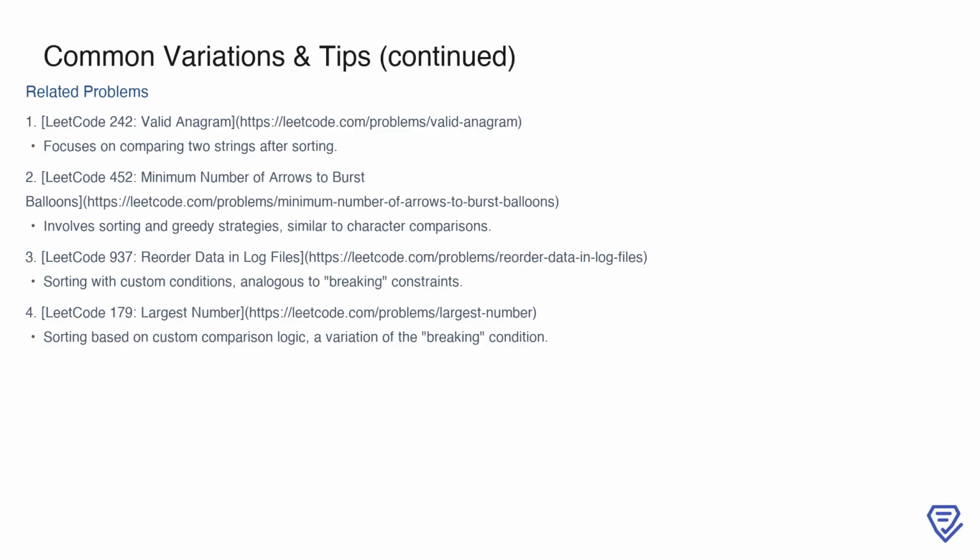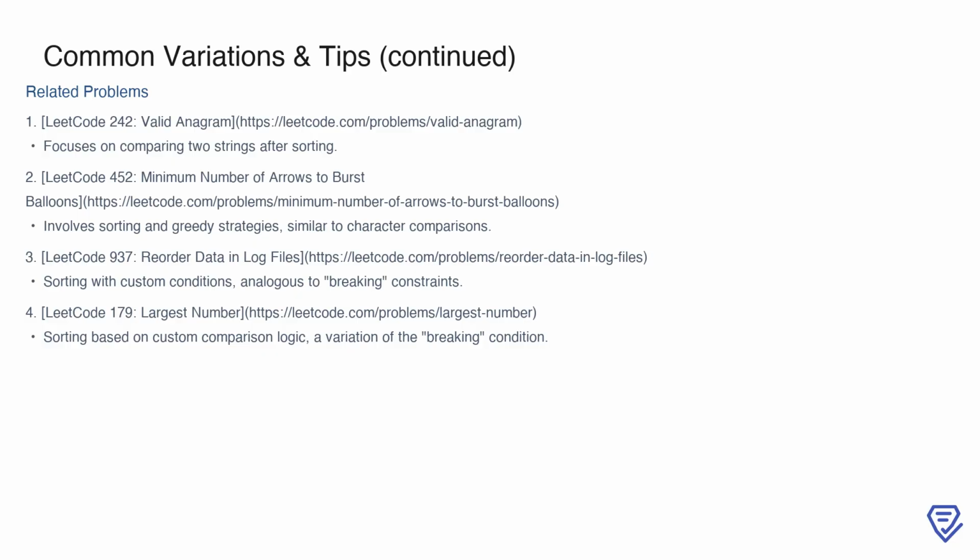Lastly, problem 179, largest number, relies on sorting with custom comparison logic, which is another variation of the breaking condition. These problems demonstrate how understanding sorting and comparison techniques can help you tackle a range of challenges beyond just this specific problem.